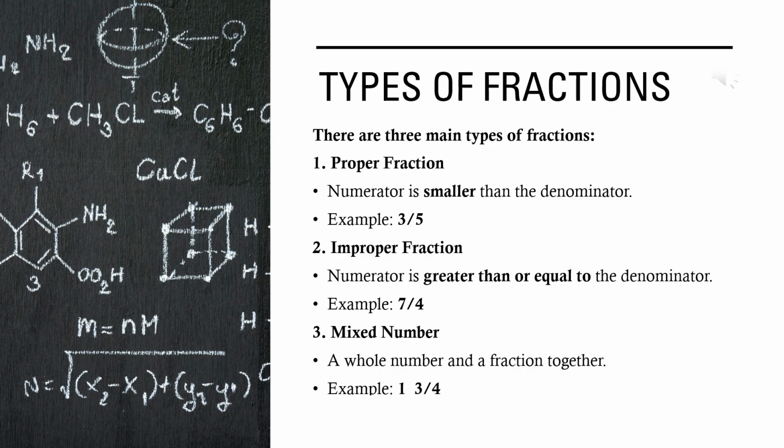Number 3, a mixed number. A whole number and a fraction together. For example, 1 3 by 4 or 2 3 by 7.